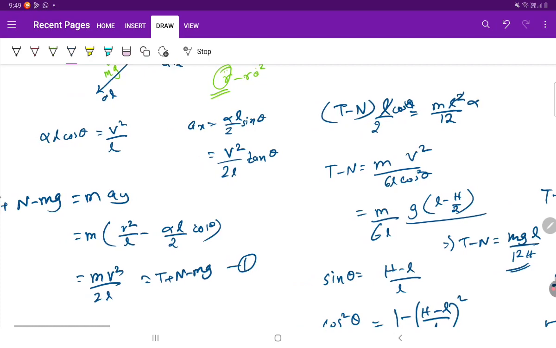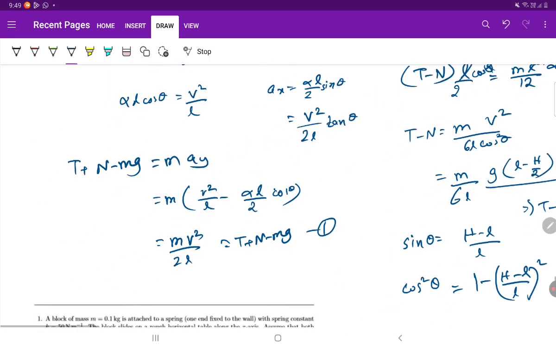So I have found everything required in this problem, and you can find the acceleration of the center of mass as a equals v square by 2L, which will come out to be, I guess, g by 2 into 1 minus h by 2L.